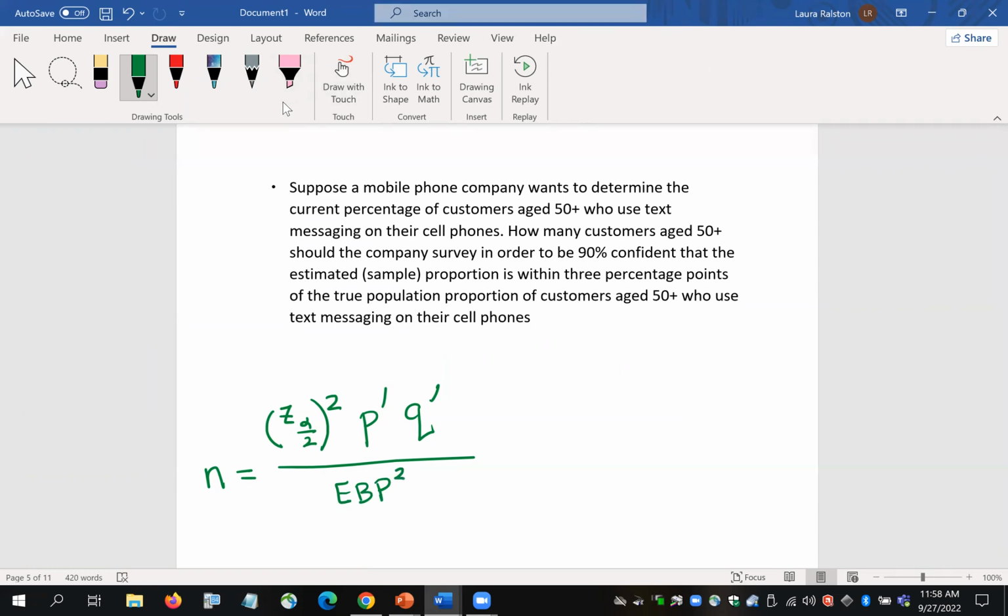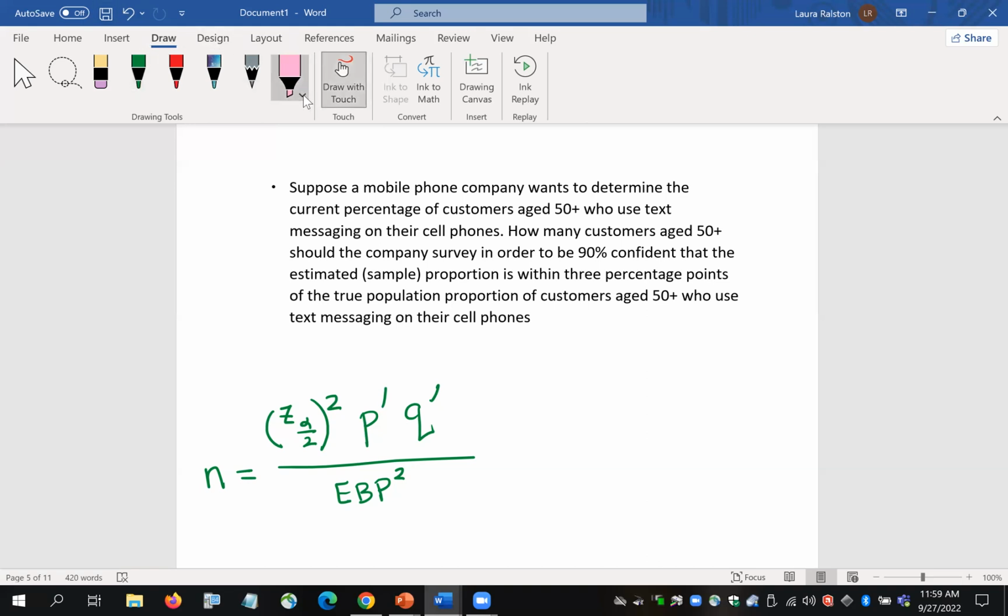Okay, so let's read through the problem. Suppose a mobile phone company wants to determine the current percentage of customers aged 50 who use text messaging on their cell phones. How many customers aged 50 should the company survey in order to be 90% confident that the estimated sample proportion is within 3 percentage points of the true population proportion of customers aged 50 who use text messaging on their cell phones?